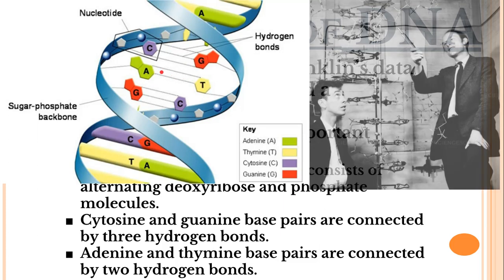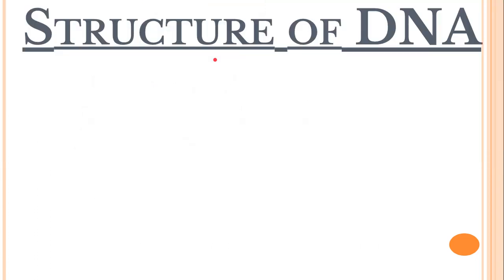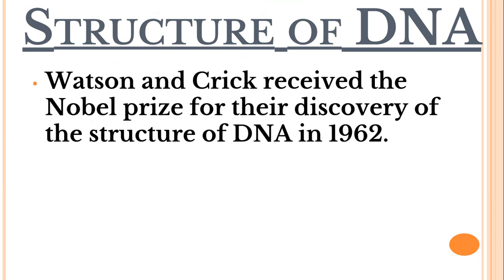But then we've got our picture of Watson and Crick over here, talking about their model of DNA. The physical model that they produced looks generally like the one in the image over here. So the final thing to talk about is just the recognition that these guys got. Watson and Crick received the Nobel Prize for their discovery of the structure of DNA in 1962.